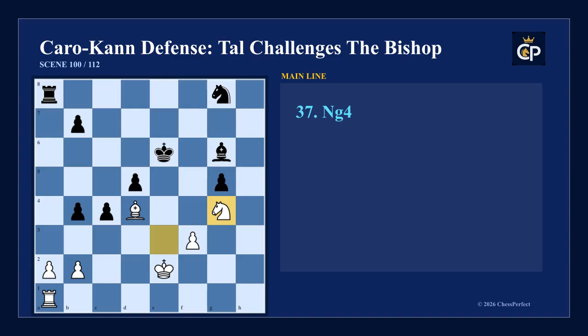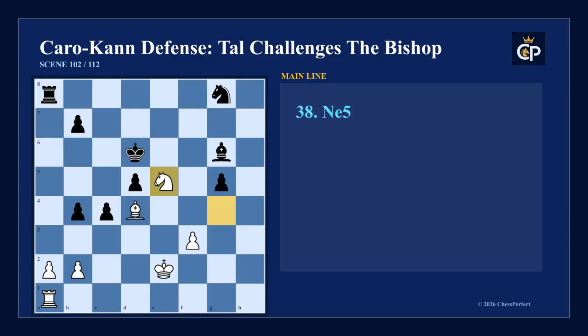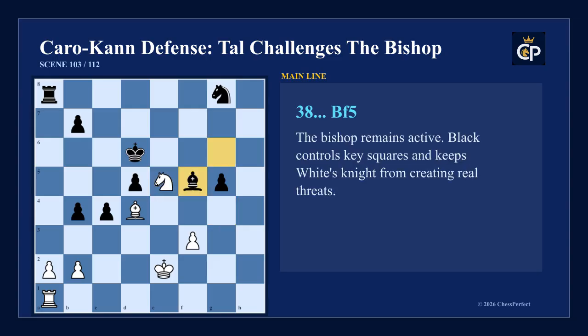Knight g4. King d6. Black improves the king and prepares to convert. Knight e5. Bishop f5. The bishop remains active. Black controls key squares and keeps White's knight from creating real threats.